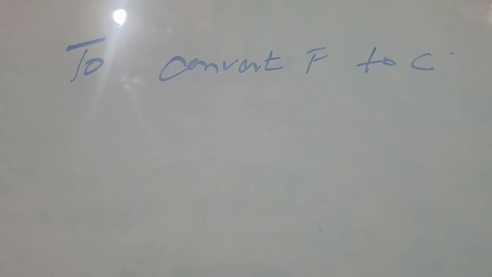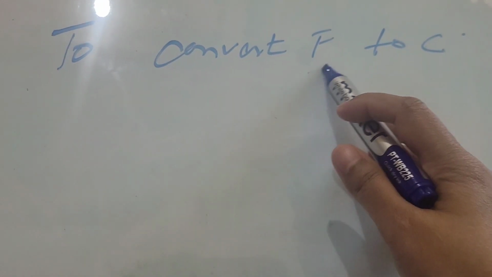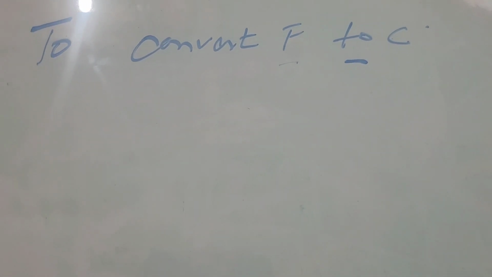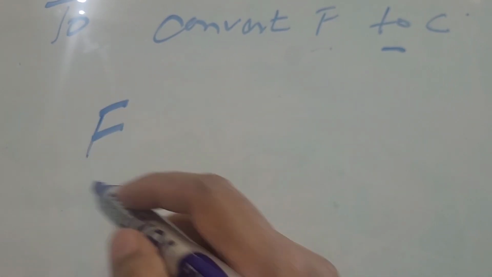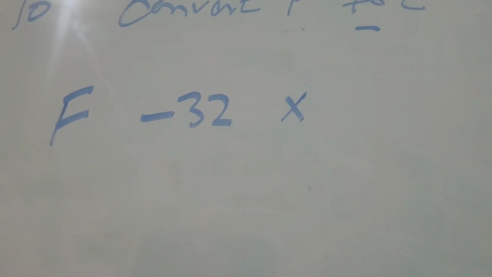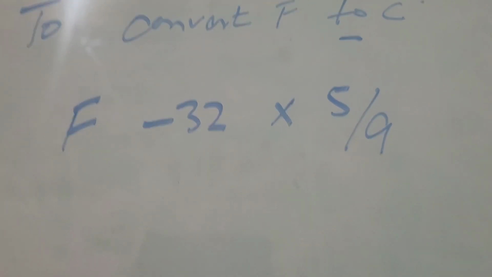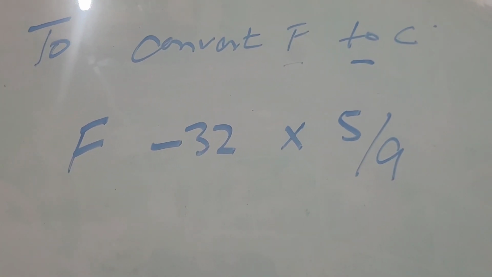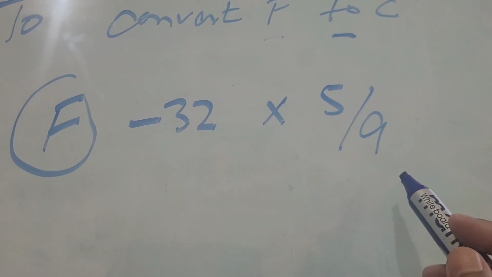Now we will go to the next step. I will explain how we will convert. First of all, I will tell you how to convert Fahrenheit to Celsius. To convert Fahrenheit to Celsius, take the temperature given in the question, minus 32, multiply 5 by 9. This is the formula to convert Fahrenheit to Celsius. So Fahrenheit temperature minus 32 multiply 5 by 9.